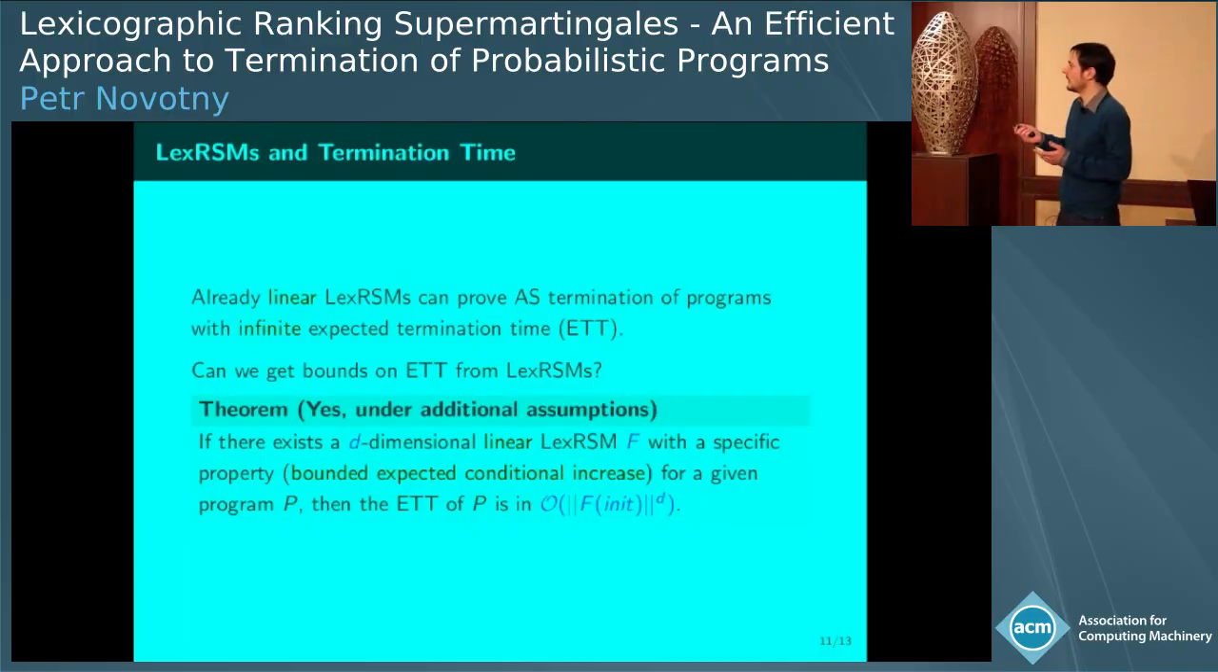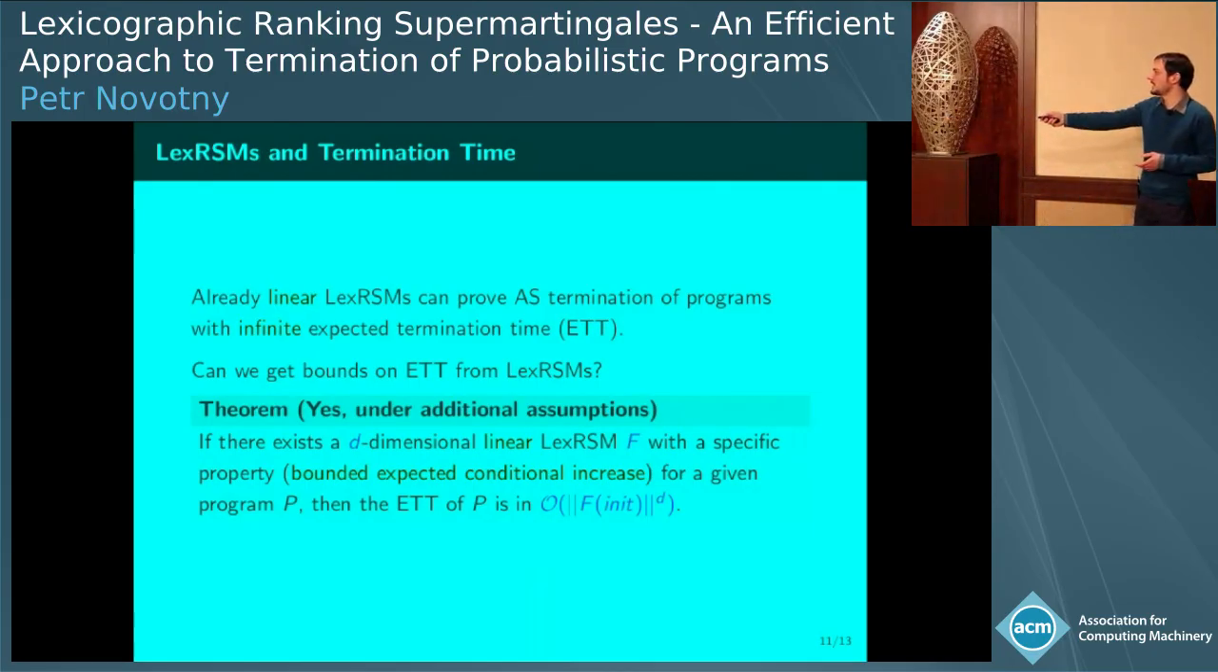So we basically have a theorem which says that when you are able to find some linear lexicographic ranking supermartingale for your program, which satisfies a certain technical property, whatever that means, bounded expected conditional increase, then the existence of such a function proves that the expected runtime of the program is bounded by a polynomial. And basically, both the degree of the polynomial and the coefficients, which are hidden by this big-O constant, can be inferred from the Lex RSM. So this condition is somehow technical, but at its core, it's simple.